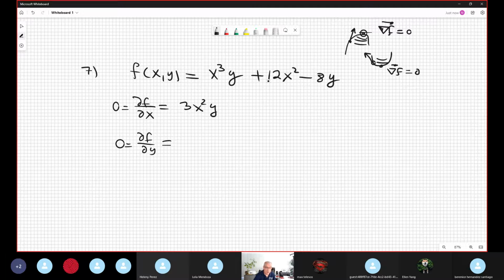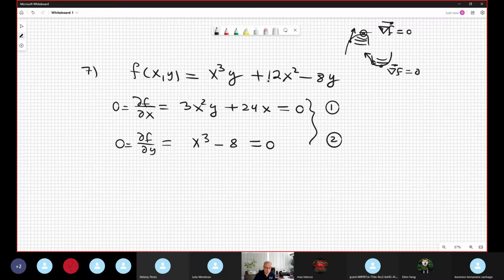Okay, so the partial derivative of the function with respect to x is 3x squared y plus 24, and you force it to be 0. And the partial derivative of f with respect to y is x cubed minus 8 equals 0. At this moment, we have a system of equations, non-linear of course. You solve it using your imagination or Wolfram Alpha, but in this case, no big deal. This is equation 1, this is equation 2.